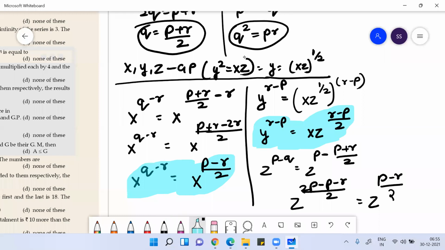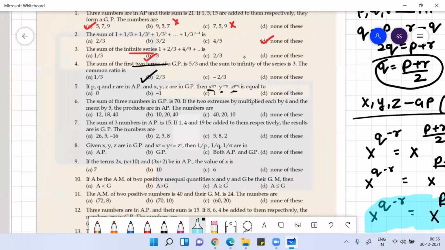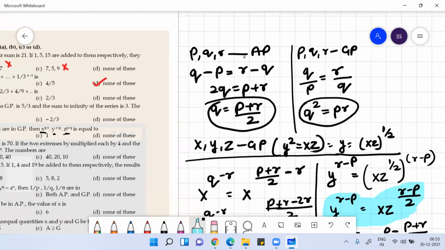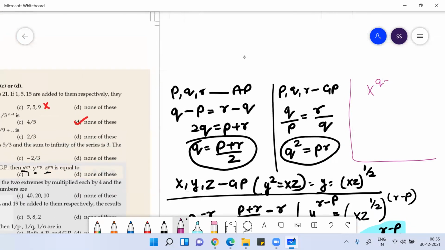So now you got the relation between x, z, and p. All the relations you got. Now what they're actually asking us in the question is that we need to find x to the power q minus r into y to the power r minus p into z to the power p minus q.